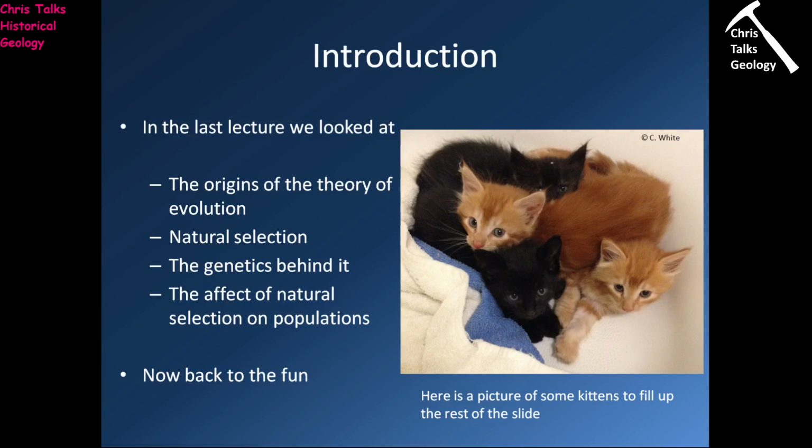So in the previous lecture we looked at the origins of the theory of evolution, the idea of natural selection, the genetics behind it, and the effect of natural selection on populations. So in this presentation we're going to think about how we classify organisms, some of the predictions that we can make using evolution, some of the supporting evidence behind the theory of evolution, and the idea of extinctions.